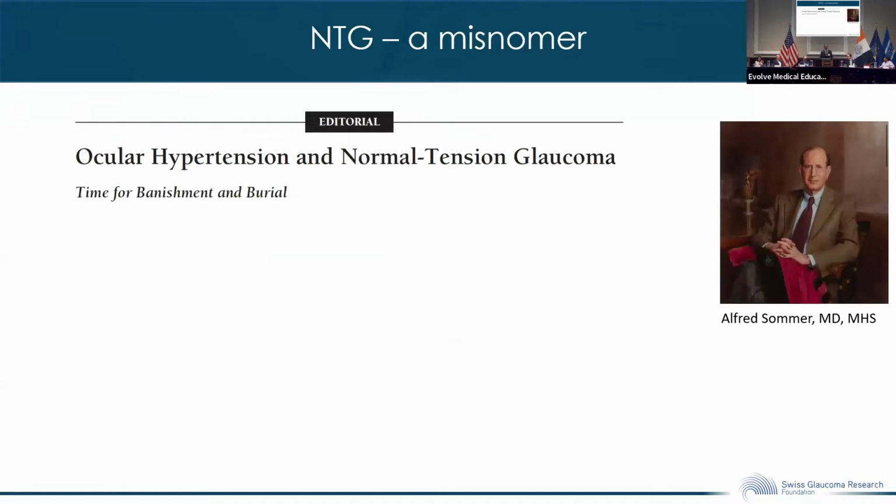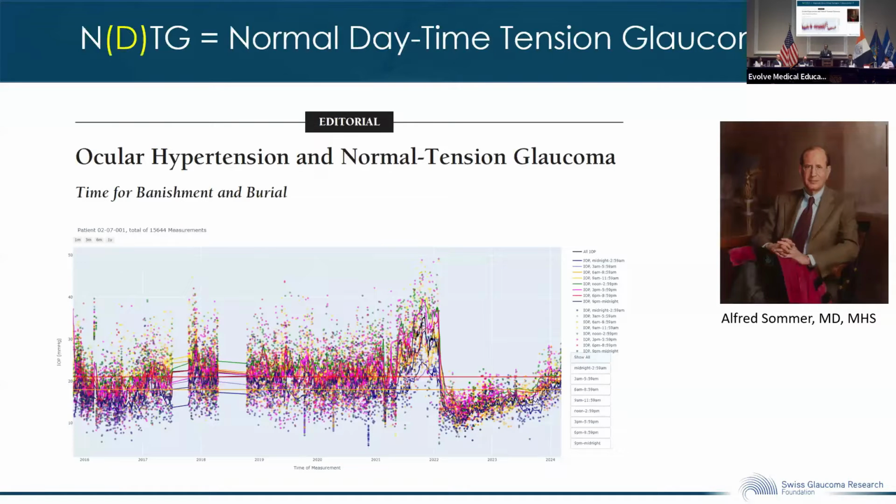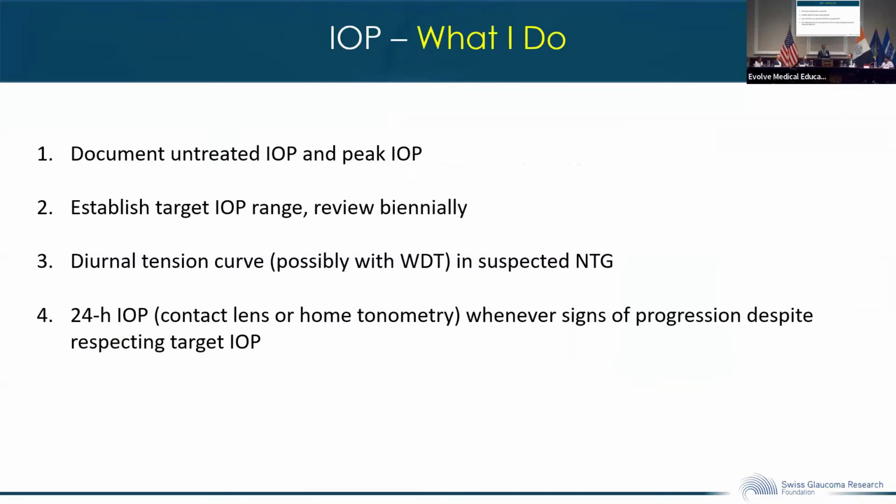This was stipulated also by Alfred Sommer 20 years ago in this nice editorial where he called for banishing the term. And it makes sense because if you obtain regular, continuous, at least 24-hour IOP measurements, you will find what we found in this one patient who had stable glaucoma. But you can see that on any chosen day, pressures vary from as low as 10 to as high as 30 or 40. So IOP is very unstable. And those patients who have normal tension glaucoma may in reality only have normal day tension glaucoma. Anyway, that's a different topic.